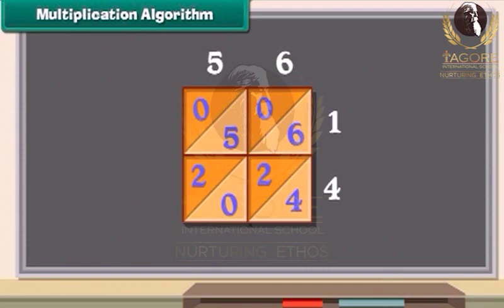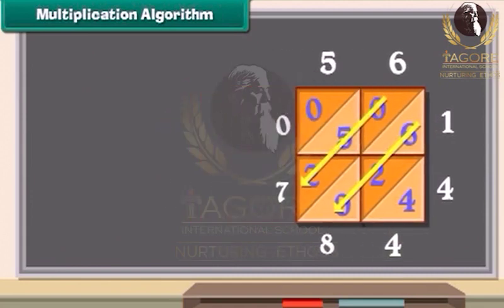4 is equal to 4. 6 plus 2 plus 0 is equal to 8. 0 plus 5 plus 2 is equal to 7. 0 is equal to 0. Read the result from left to right as 0784, that is 784. Therefore, we can say that 14 into 56 is equal to 784.